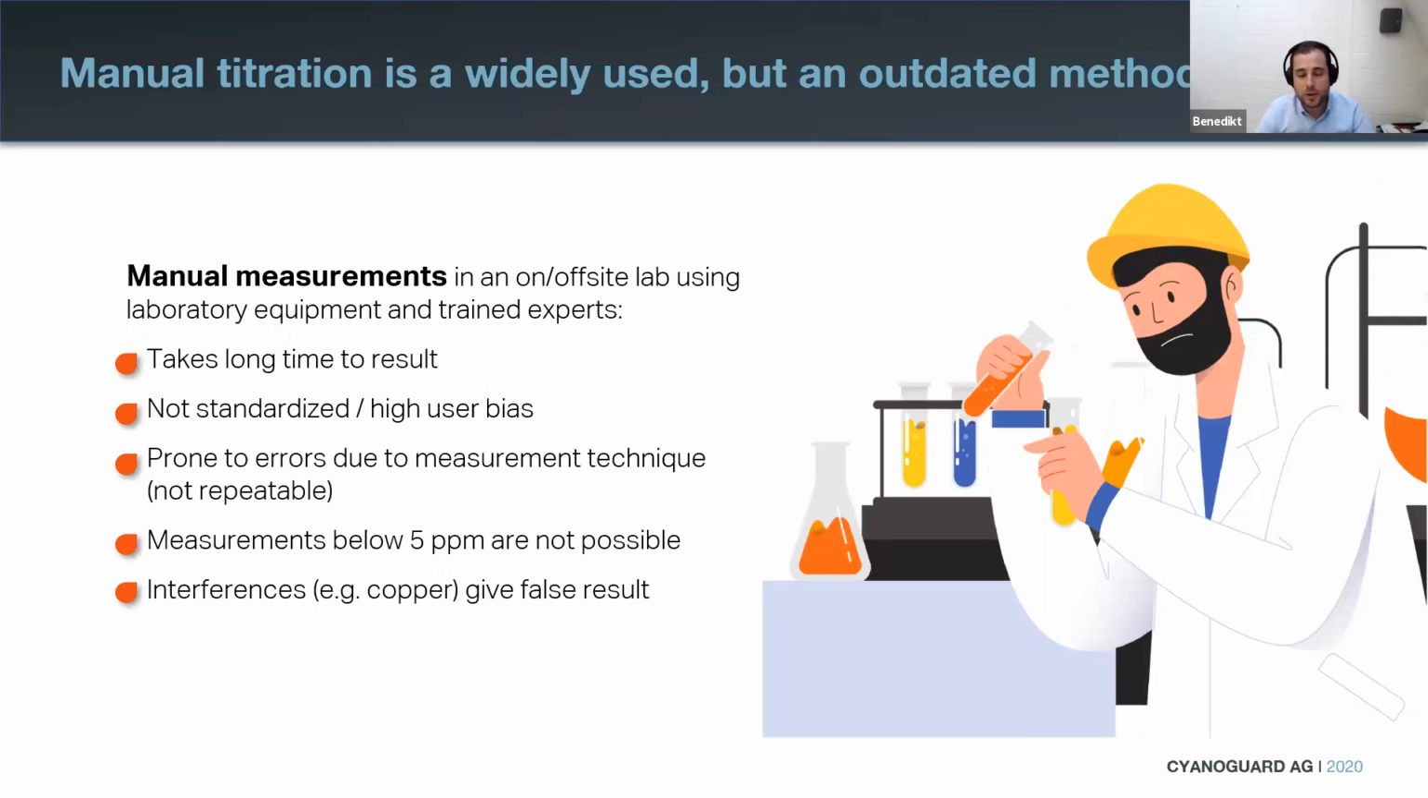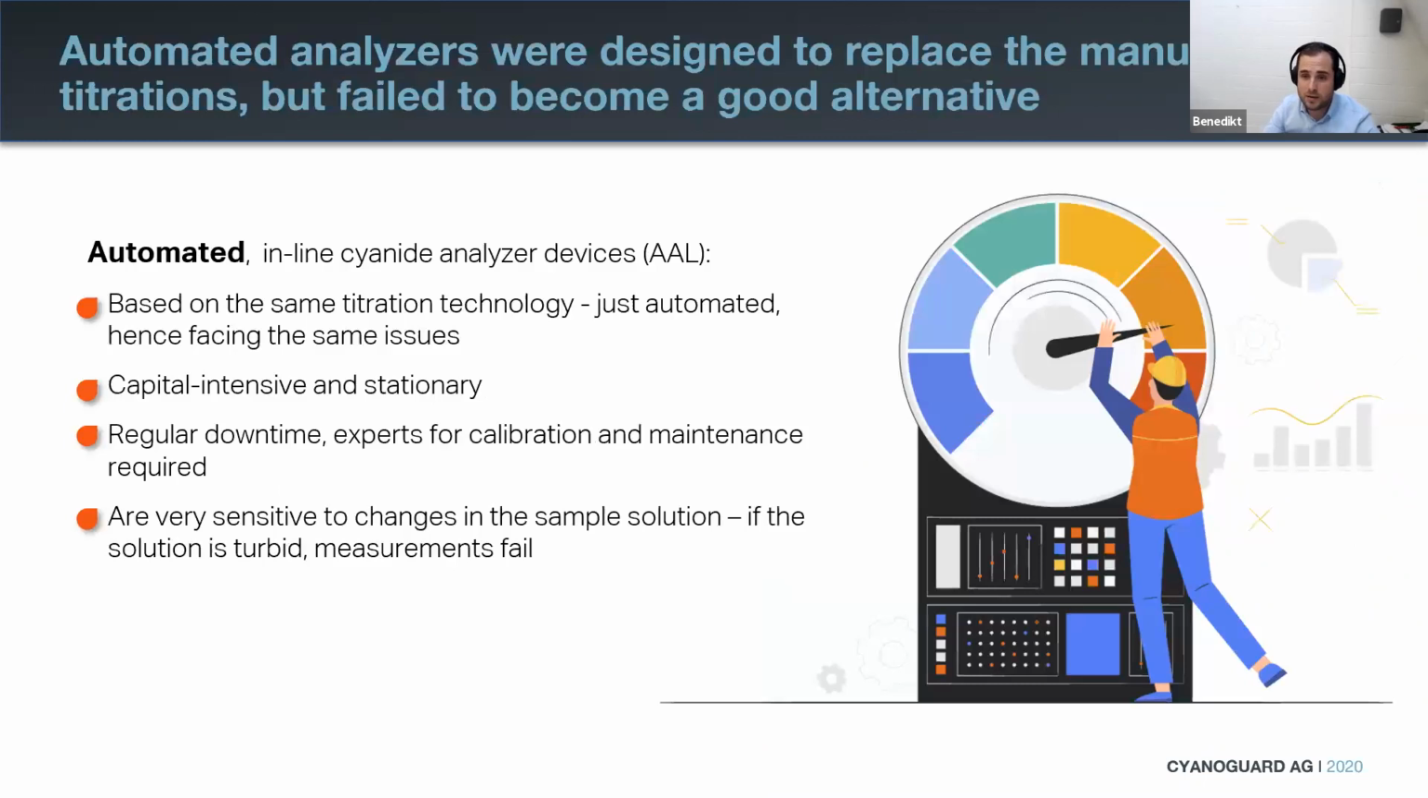Around 25 years ago, if we go to the next slide, automated analyzers came up, designed to replace the manual filtration procedure. But looking back at the past decades, they have failed to do so on a broad basis. Some mines are using them, but some have quite big issues with them and reverted back to the manual filtration. The biggest issue we see is that they are based on the same titration technology, just in an automated way, and still have the same interferences.